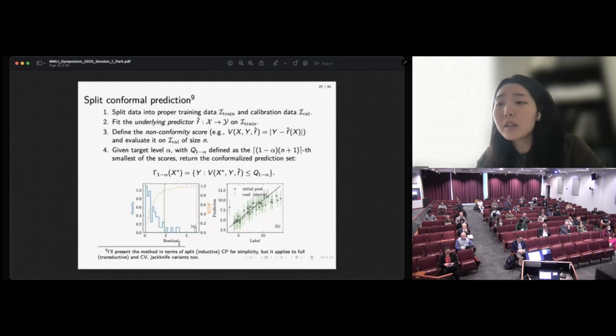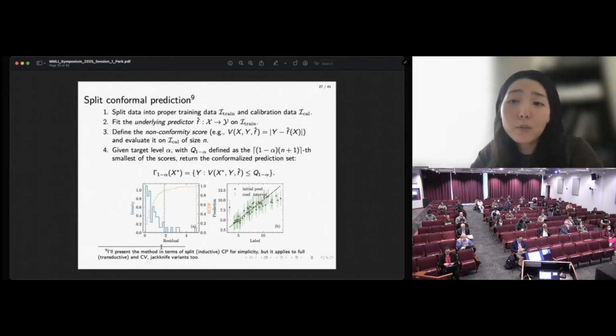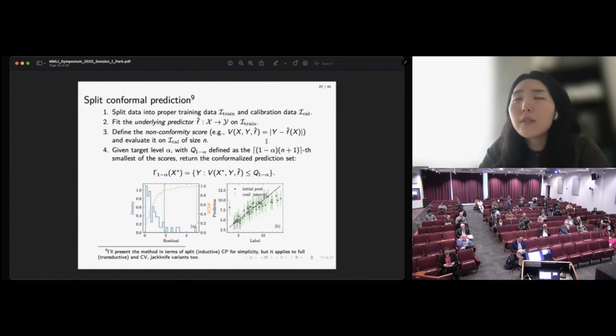And the conformal procedure is very simple. We'll just walk through the procedure for a single target, d equals 1. First, you split the labeled data into the proper training set and the calibration set. And then you fit any underlying predictor, f hat, on the training set. And the heart of the procedure is the nonconformity score, which quantifies the degree to which true Y does not agree with the predicted f hat of X. So for example, you can define it to be the absolute error. And you evaluate this on the calibration split.